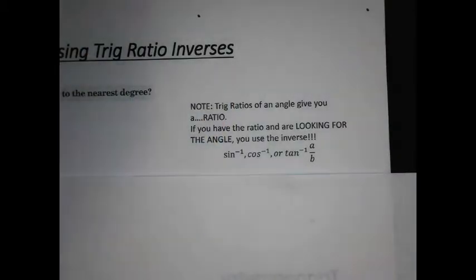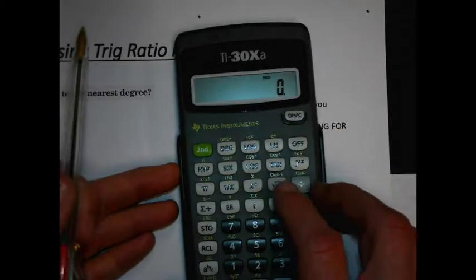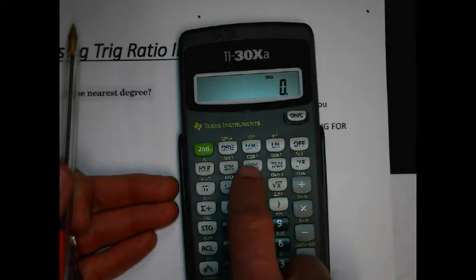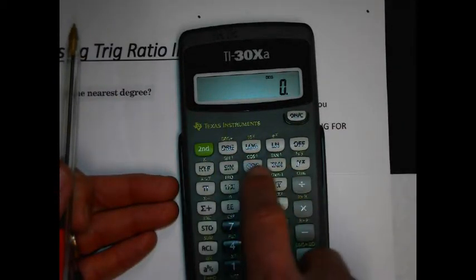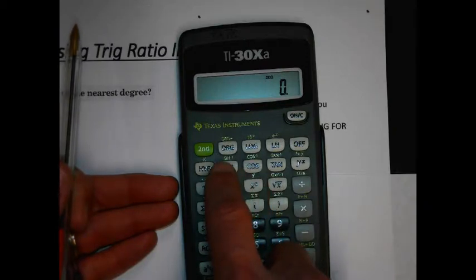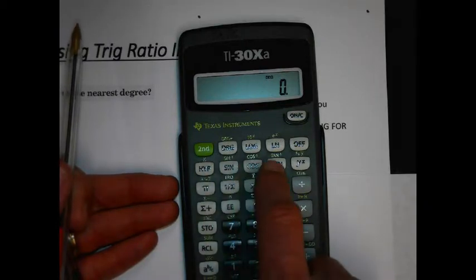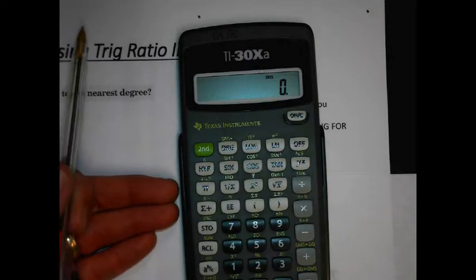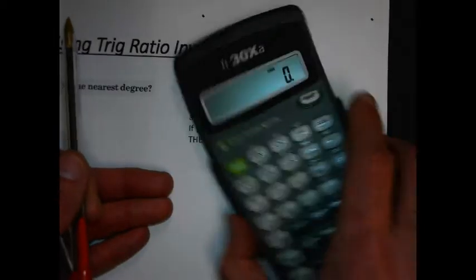Now, what is the inverse function? You will normally see it right above a shift key or a second key on your calculator. Sine to the -1, cosine to the -1, tangent to the -1. Those are your inverse functions, and I'll show you how they work.